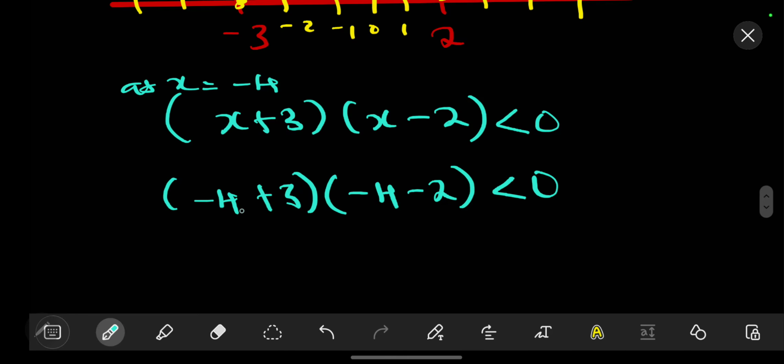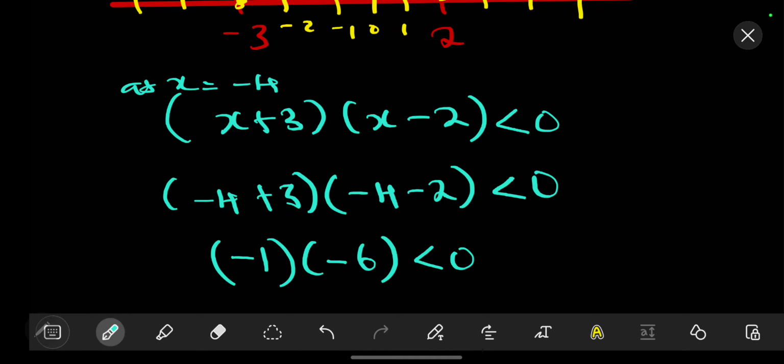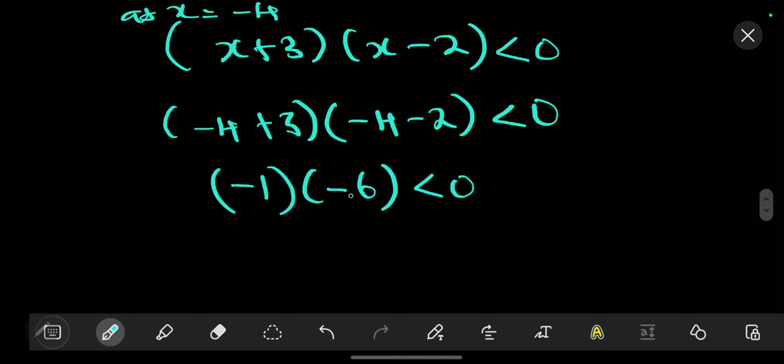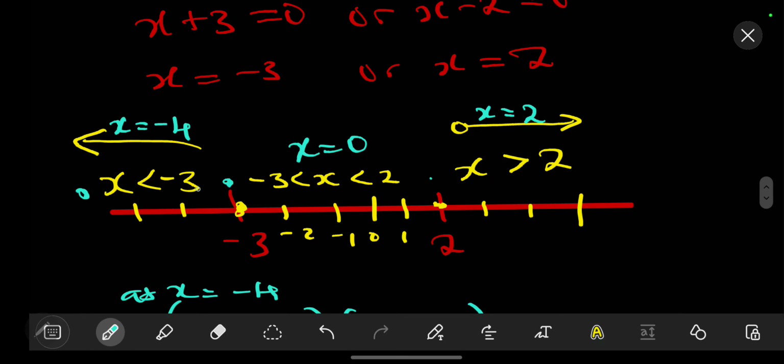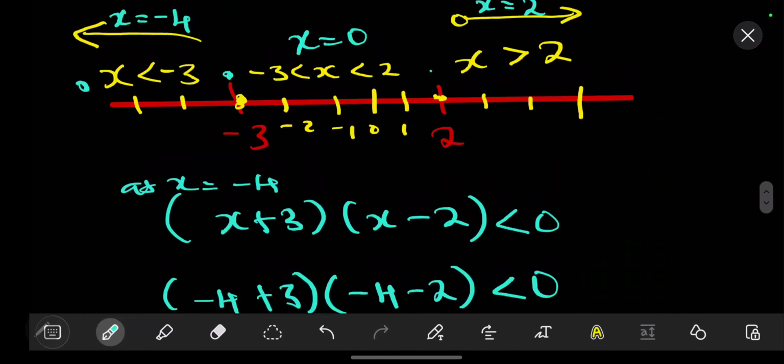-4 plus 3 will give us -1. Then we have -4 minus 2, which is -6, which should be less than 0. So as you can see, we have -1 times -6, it's +6, less than 0. This is false. So meaning to say, the solution does not accept x less than -3. Let's look at our interval.